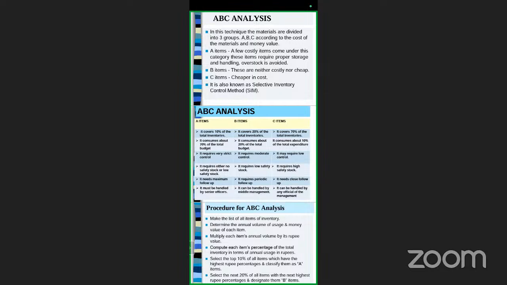It requires high safety stocks, even though it is less priced. We need to have more stock. It needs close follow-up. It may not need regular or maximum follow-up, but it can be handled by any officer.